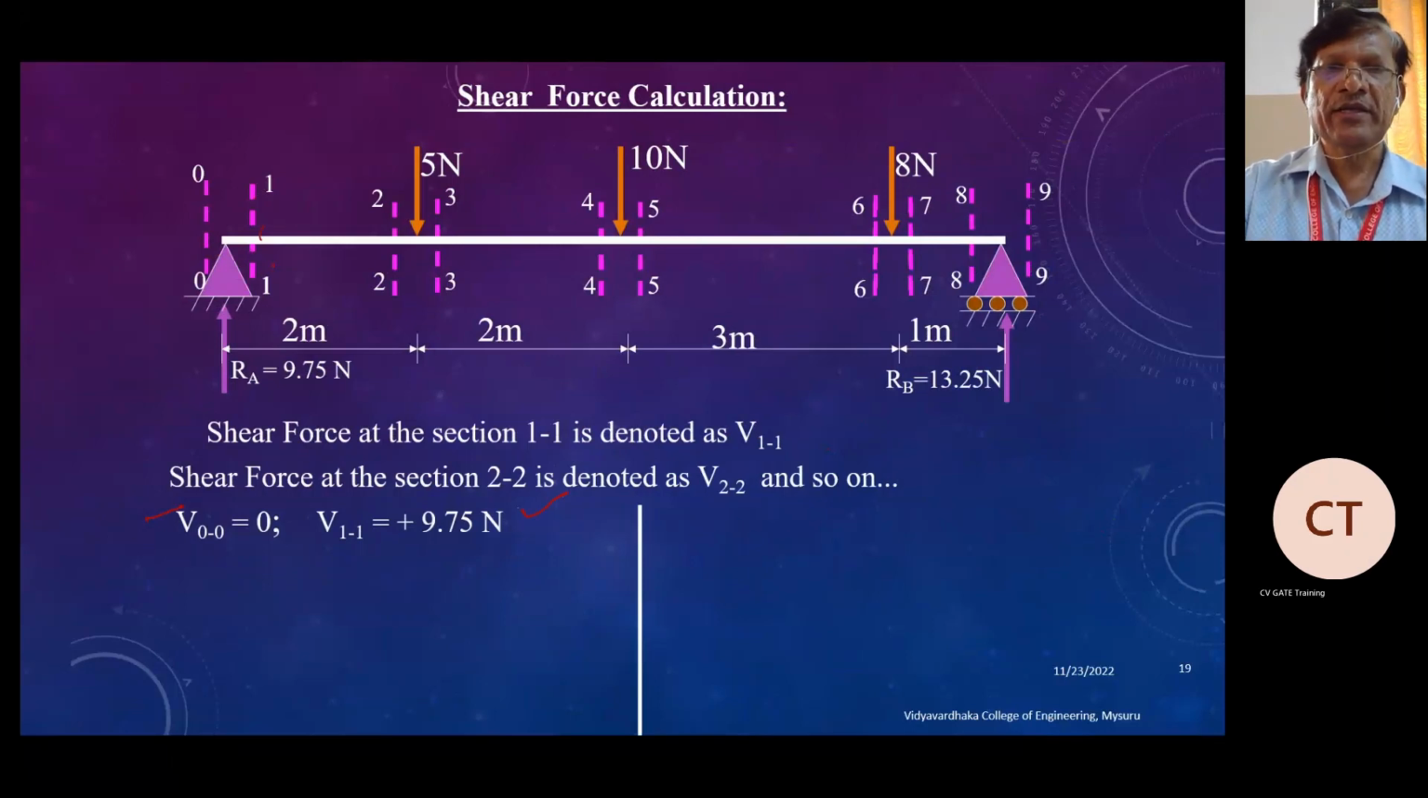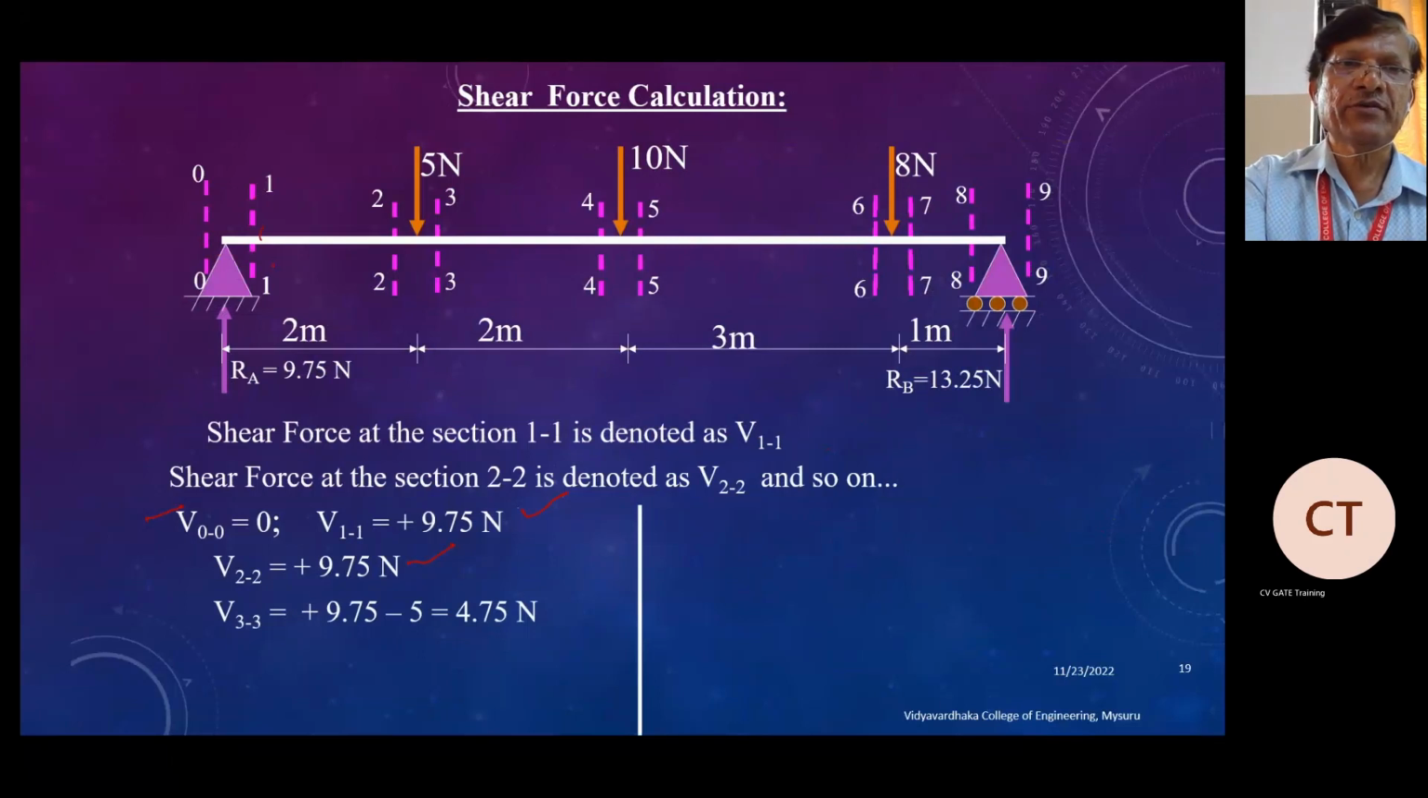Similarly, you can consider sections 2-2, 3-3 like that. For 2-2, it is again on the left side of this load, so you will have only the reaction RA. Similarly, if you take section 3-3, this is positive, since the reaction is acting upward.